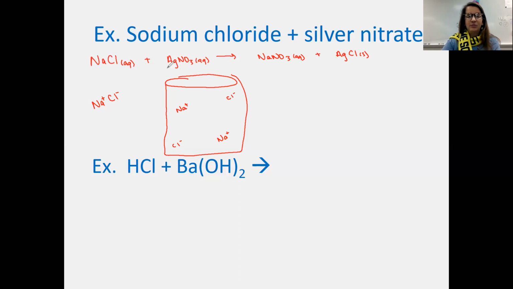The same thing happens with that silver nitrate. Because it's aqueous, the water pulls apart those two ions, and we're going to have Ag+ and NO3- ions.